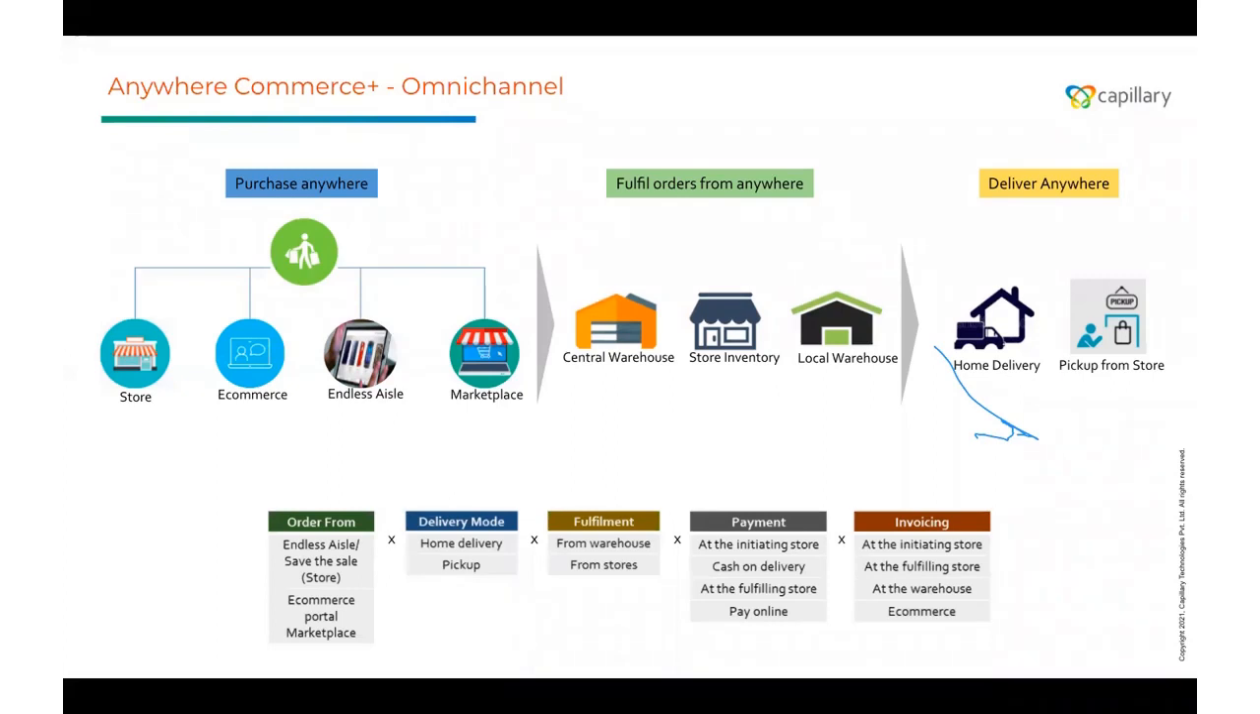Now, when I talk about single view of merchandise, there is the store, e-commerce, endless aisle, and marketplace, and then the central warehouse, store inventory, and local warehouse. All these two buckets mean you can shop for any product lying anywhere in any channel. And that's the strength. And also you can deliver anywhere. For example, you can deliver at home or you can deliver at the store also.